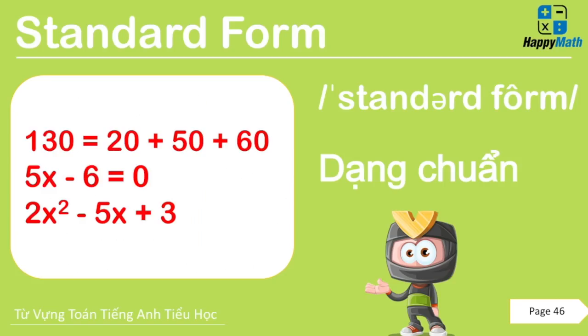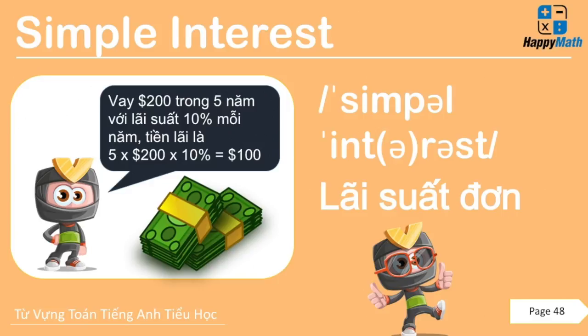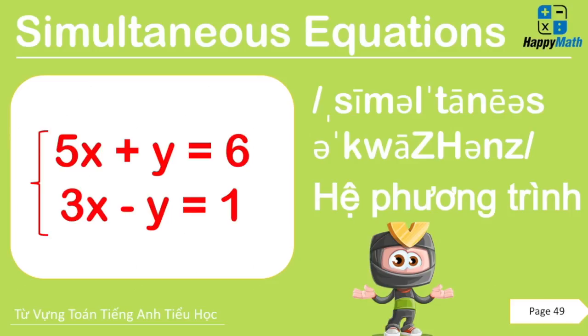Standard form. The standard form will have another meaning in power numbers, but I think you can see this word first, and then when you take the power number or exponential topic, you will learn more about the standard form. Compound interest, very famous interest in calculating the profit when you put money into the bank. Simple interest. Simultaneous equation. Another name you can call it is the system of equations.